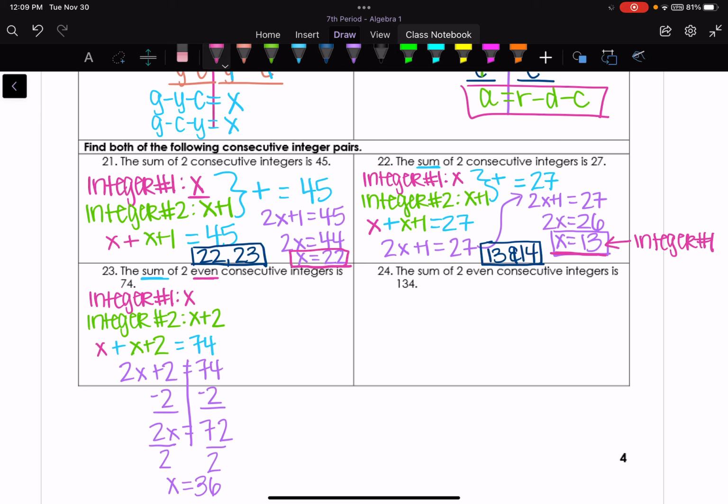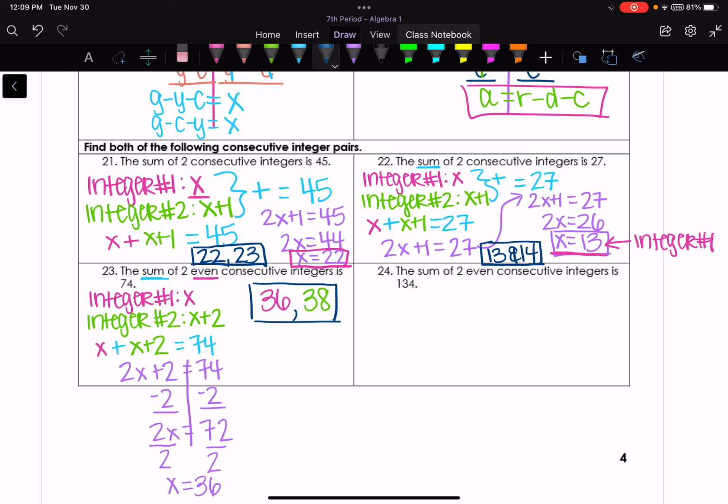So my first integer number 1 is 36. To find my second integer, I have to say 36 plus 2, which gives me 38. So these are my two final even consecutive integers for number 23.